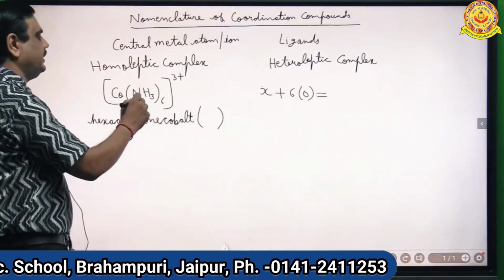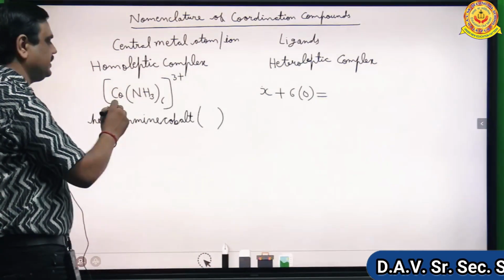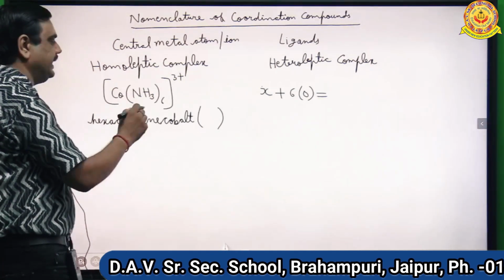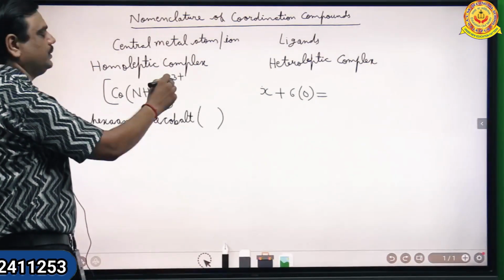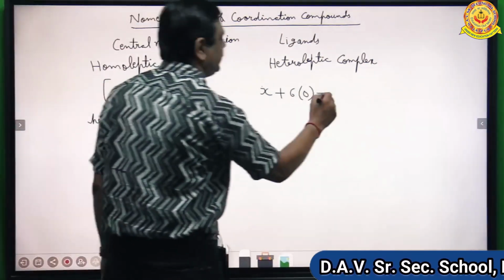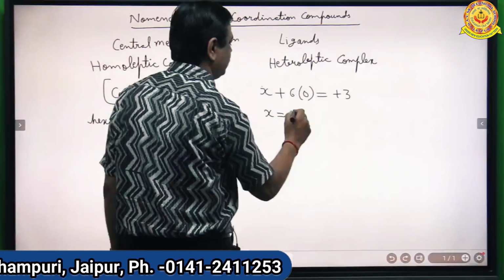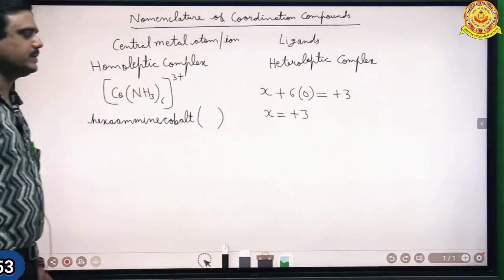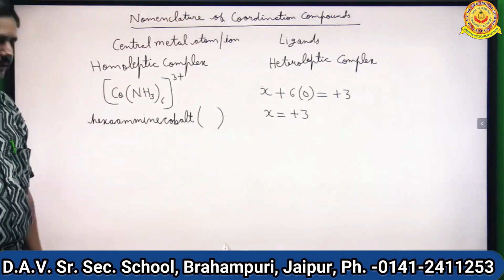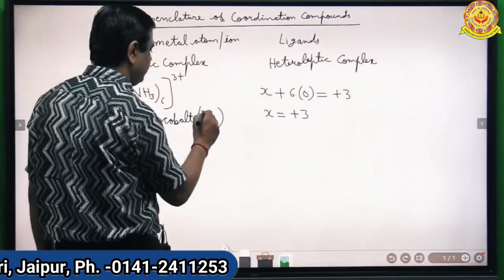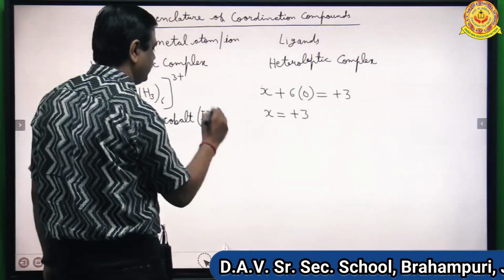The sum of the oxidation number of central metal and charge of the ligands is equal to the overall charge over the complex. That is plus 3. So here we get X plus 0 equals plus 3. So what is the oxidation number of cobalt here? Here the oxidation number of cobalt is plus 3. We will write it in Roman numbers in this way.